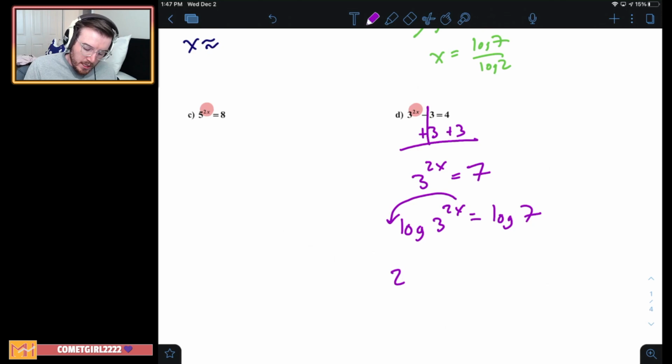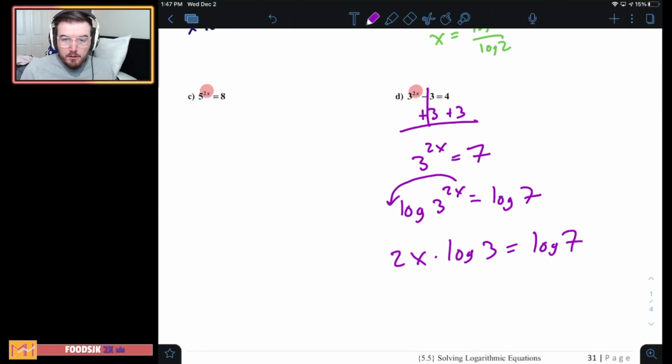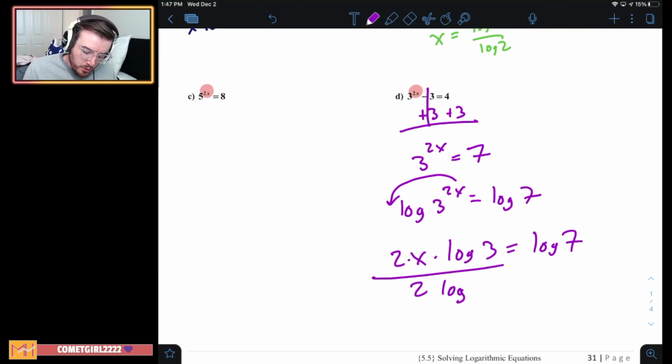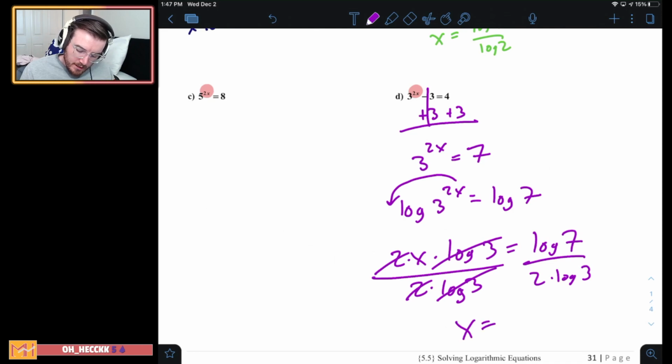So we have 2x times log of 3 equals log of 7. So the thing that's different here is to get x on its own, this is 2 times log 3, but this is also 2 times x. So I need to divide by 2 and log 3. So dividing by 2 cancels out the 2, and dividing by log 3 cancels out the log 3. Whatever I do to one side, I do to the other, of course. And voila.